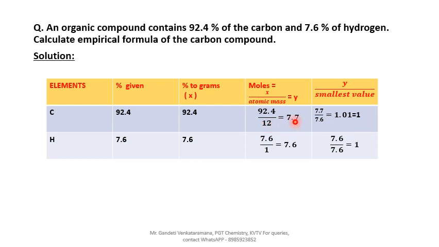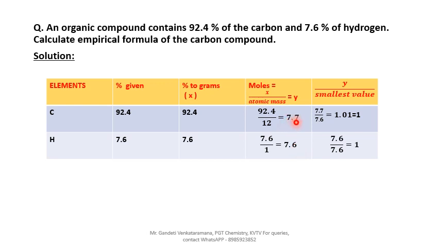So when you are dividing, this is the grams, this is the atomic mass or molar mass. If it is a molecule, it is molar mass. If it is an atom, it is atomic mass. Whatever it may be, you will get moles. Similarly, 7.6 divided by the mass of hydrogen, which is 1. You will get 7.6.